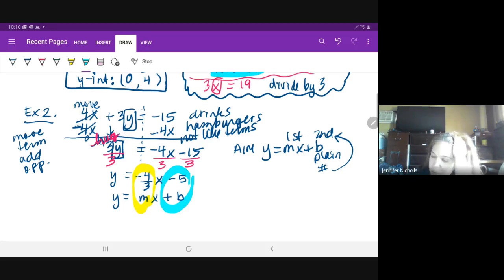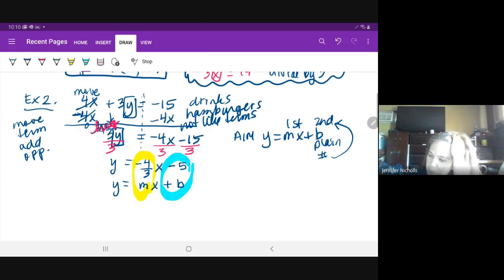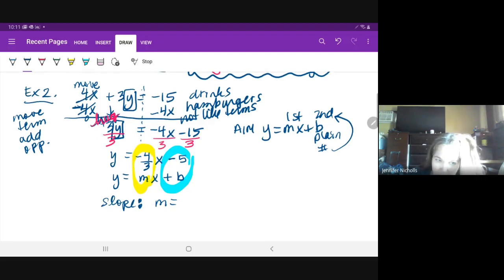We can't do that from the original because nothing's lined up. Okay, so slope, m equals. The reason you're writing the word slope and the m equals is you're forcing your brain to see that m is the slope.